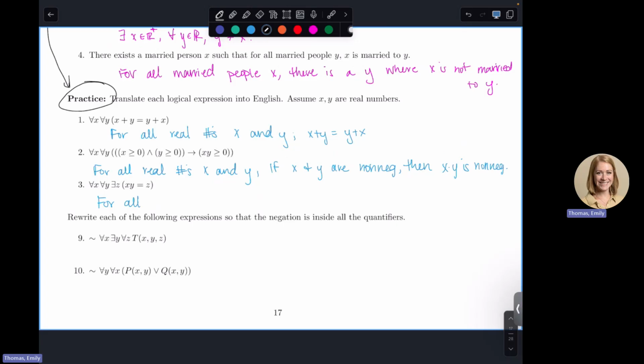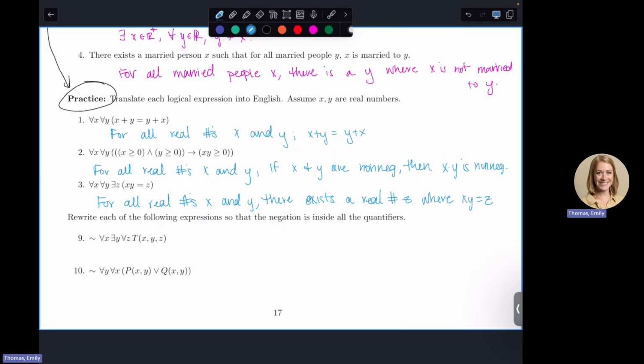Okay, for all real numbers X and Y, there exists a real Z where X times Y equals Z.